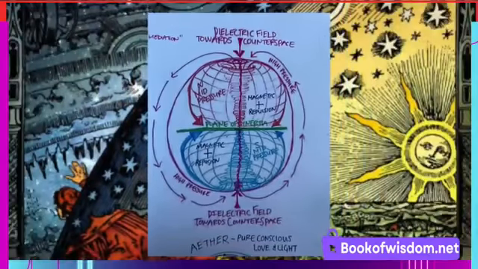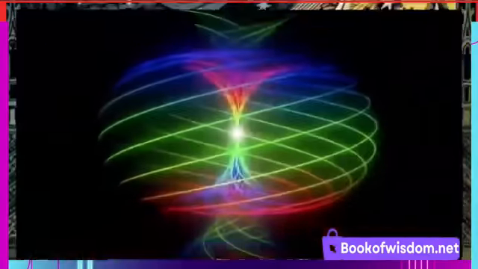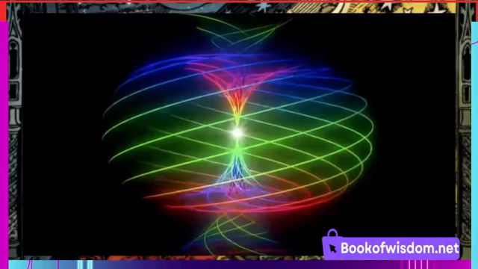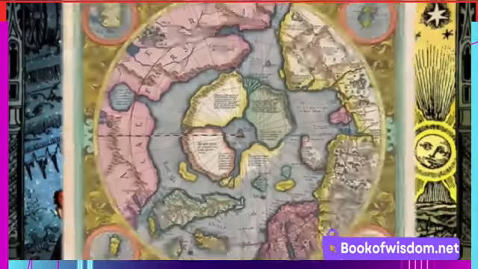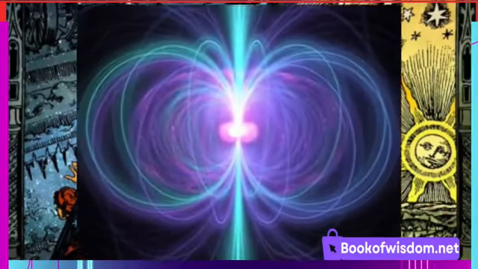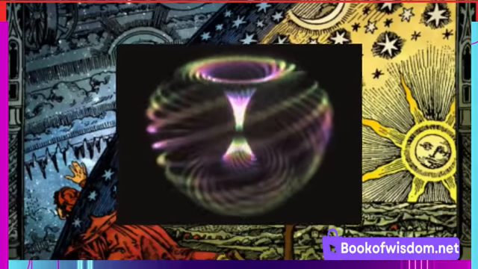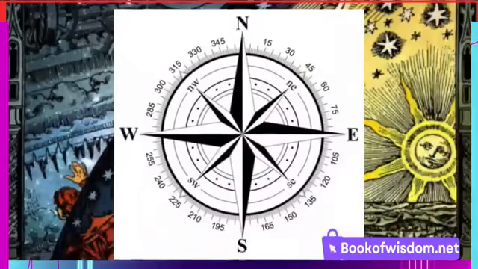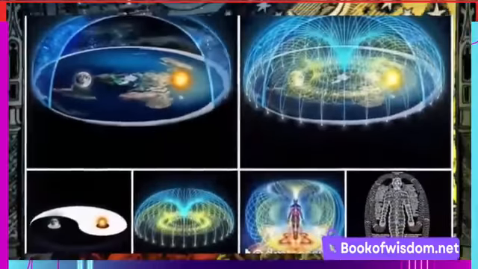Now, the plane that we live on is called the plane of inertia, and at the center of this plane of inertia is the North Pole. This is where the two electromagnetical energies meet. Now, this is where the most electromagnetic energy is stored. This is why all compasses will point north, because it's the most magnetic place in this reality.